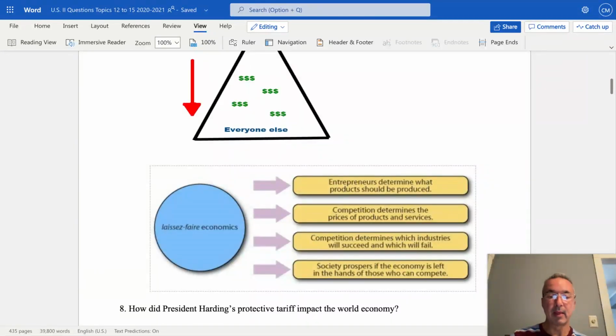Okay, 8, how did President Harding's protective tariff impact the world economy? First of all, you should think about what a tariff is. A tariff, of course, is a tax on goods coming in from a foreign country.